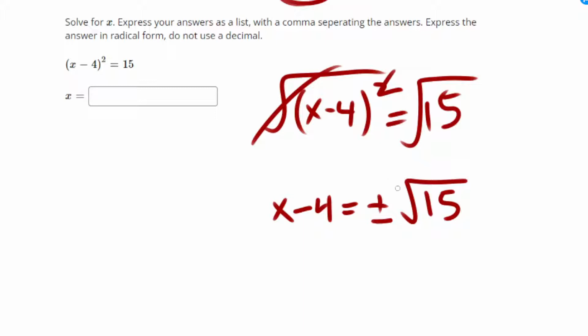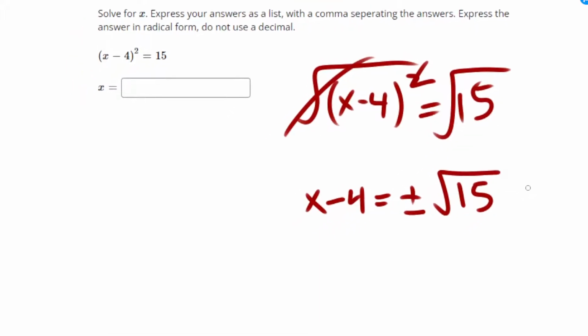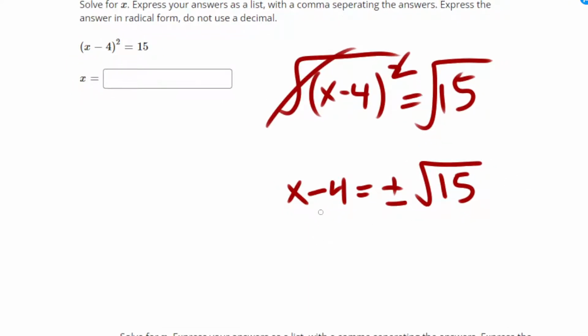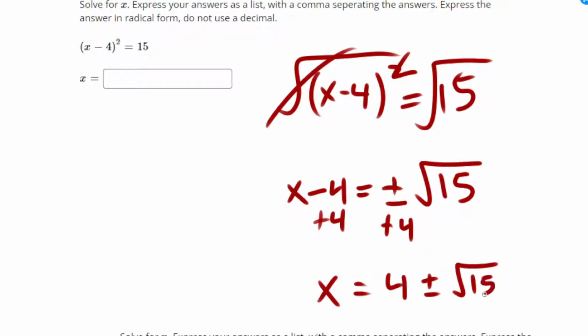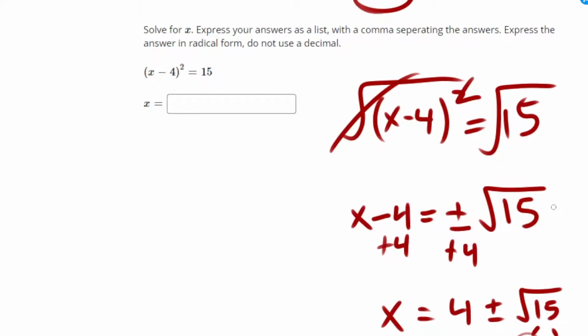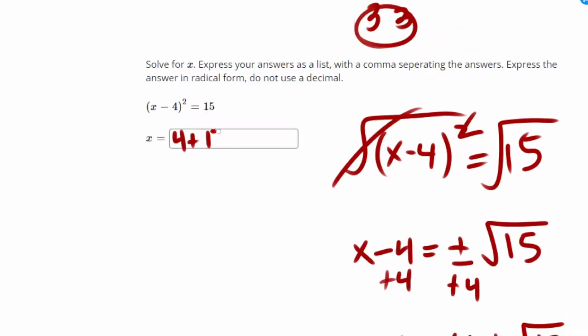It might just be plus. No, it should be plus or minus. So now what we're going to do is we're going to add 4 to both sides to get x by itself. And that leaves us with x is equal to 4 plus or minus the square root of 15. This cannot be simplified anymore. We just get a 5 and a 3. So 4 plus the square root of 15, comma, 4 minus the square root of 15.